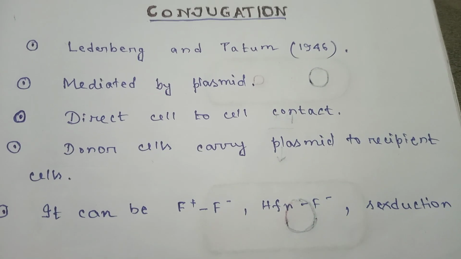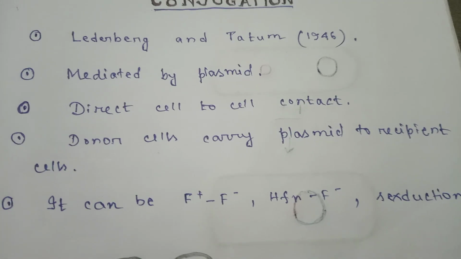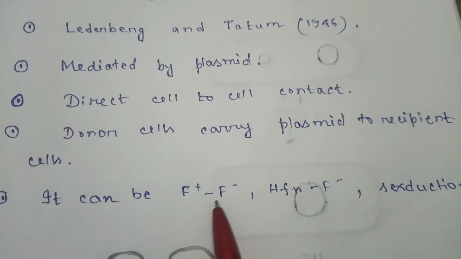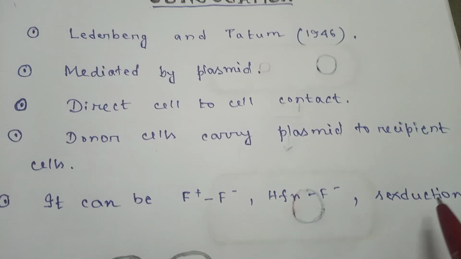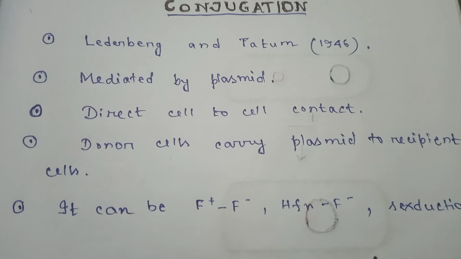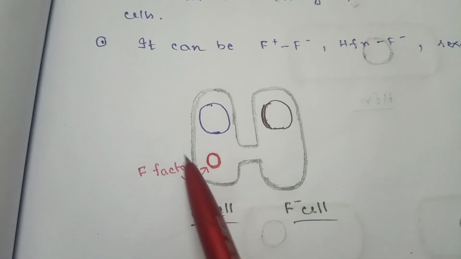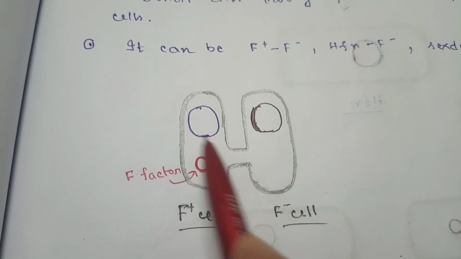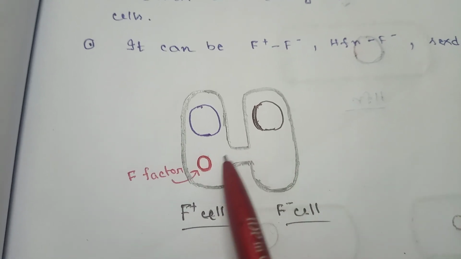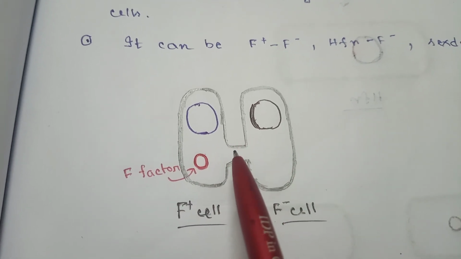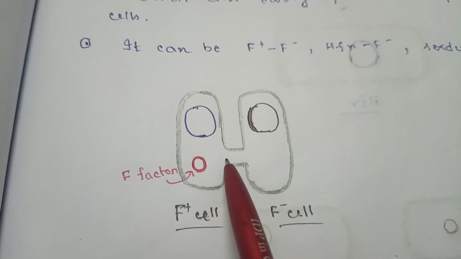Now this conjugation can be of three types: F plus by F minus, Hfr by F minus, and sexduction. So let's see first the F plus by F minus. Here you can see there are two strains, two bacteria. This is one and this is another. I am showing this diagram after the mating bridge has been created.